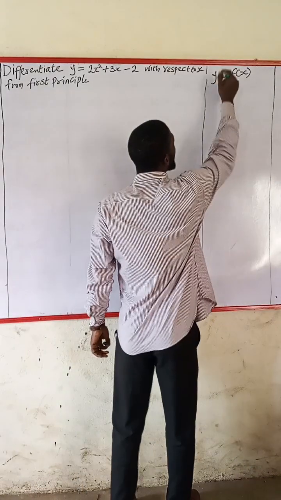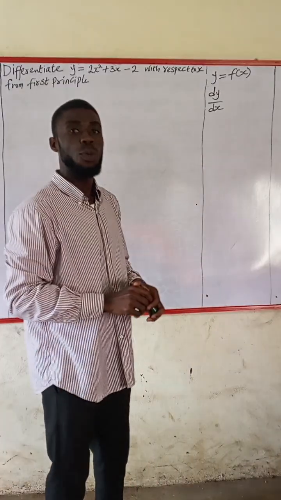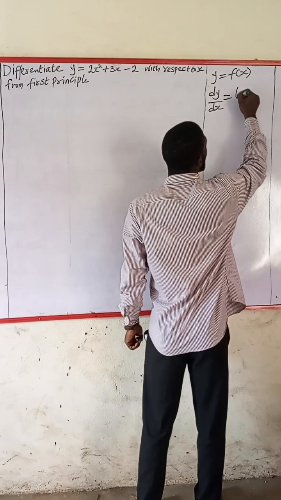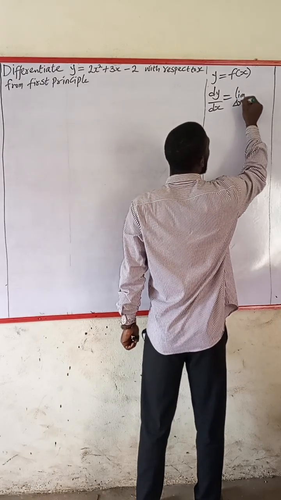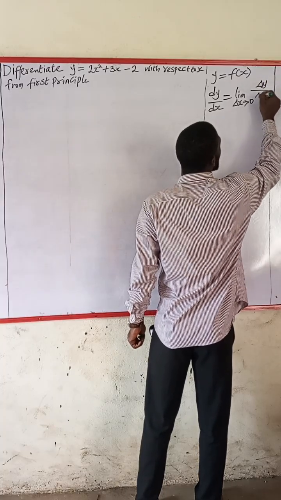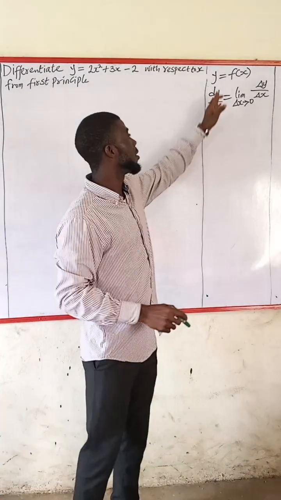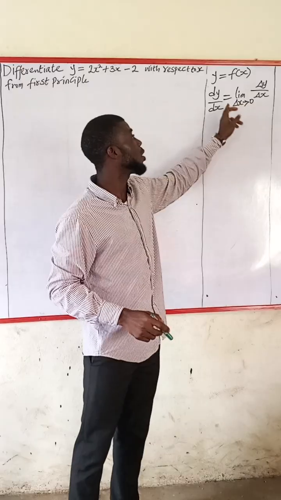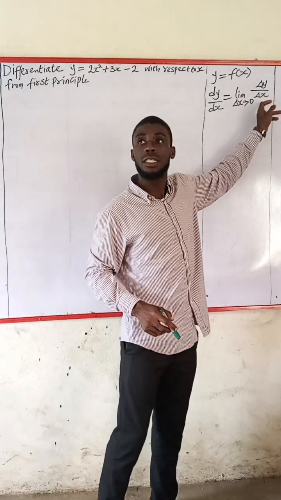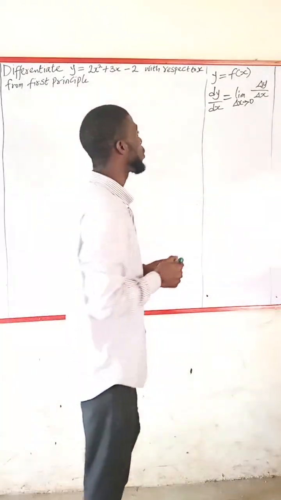Now, we say that dy/dx, which is the rate of change of y with respect to x, is equal to the limit as change in x approaches 0 of change in y over change in x. We are saying that the derivative, dy/dx, is equal to the limit as change in x approaches 0 of change in y over change in x. Now let us try to explain this further.